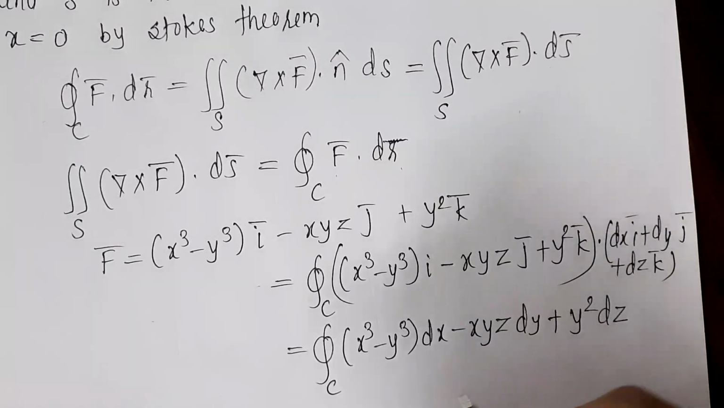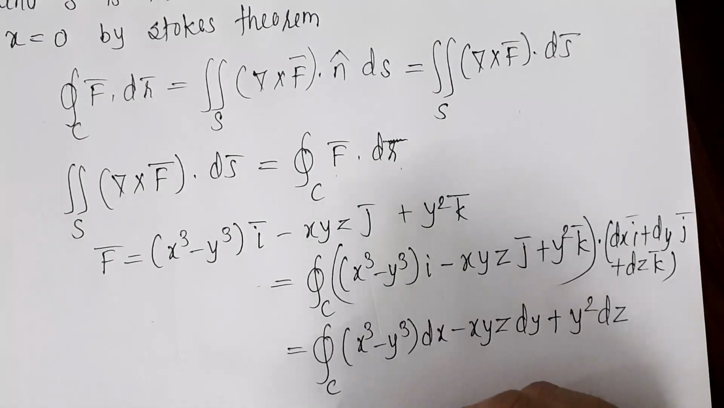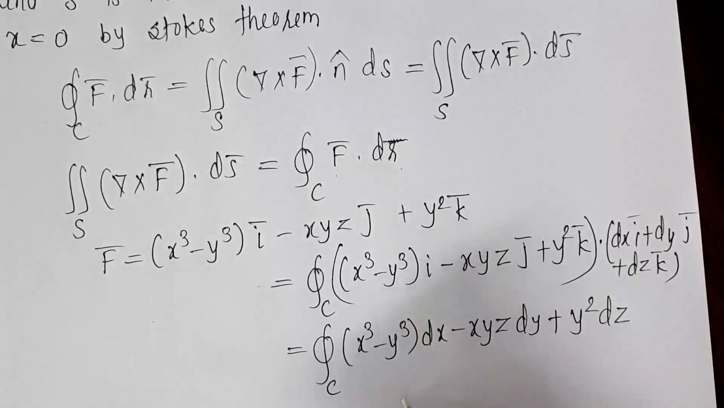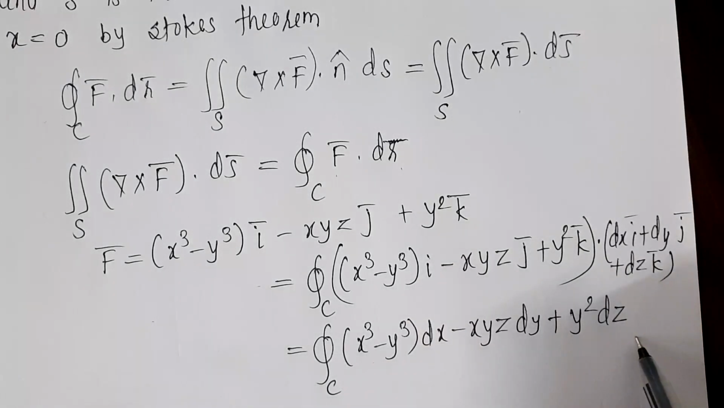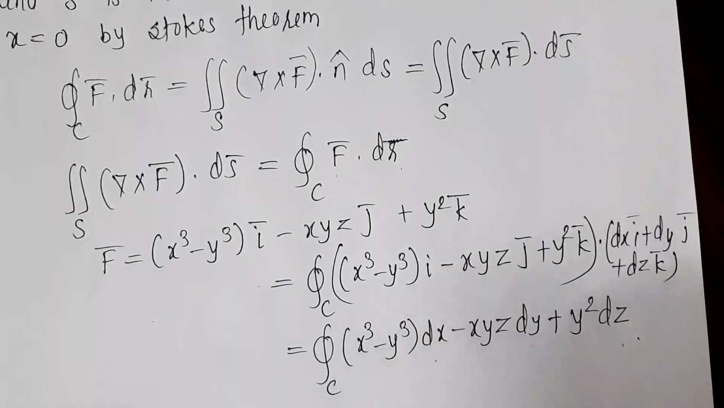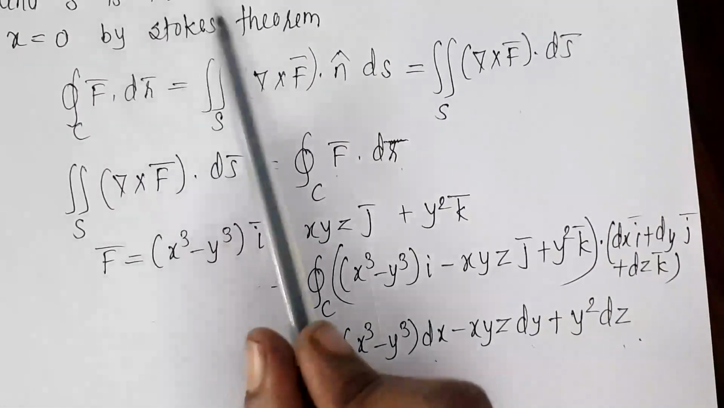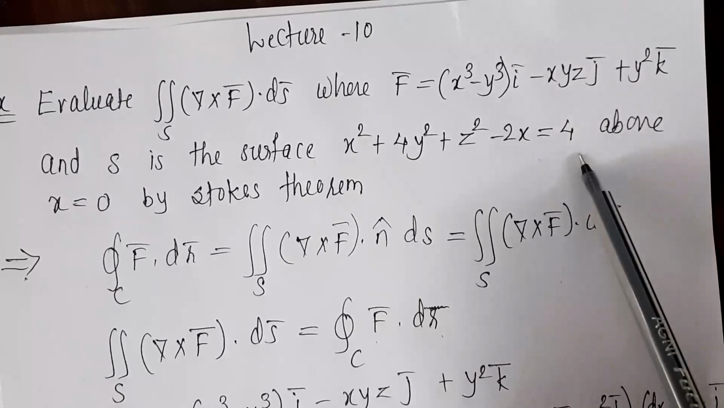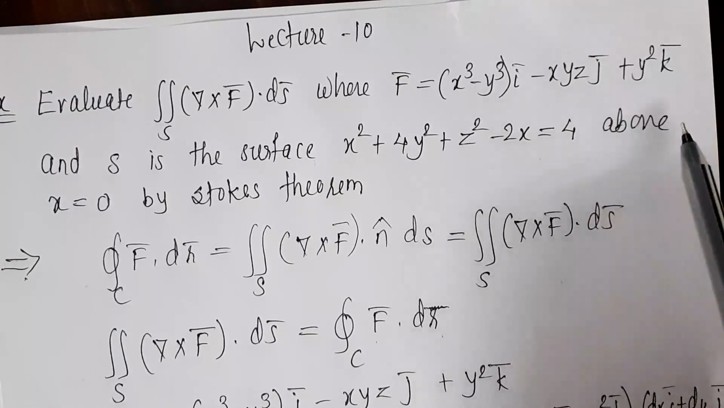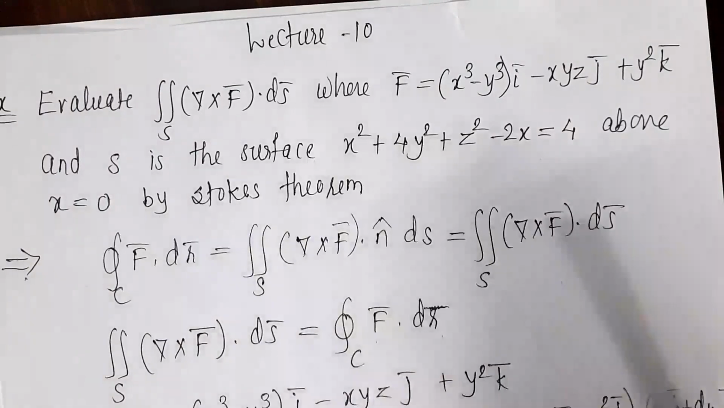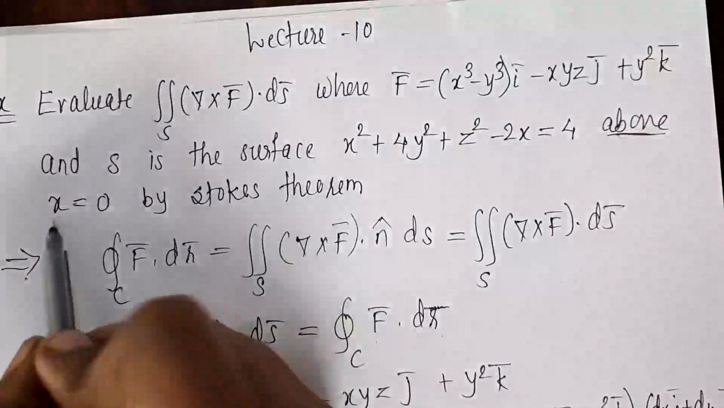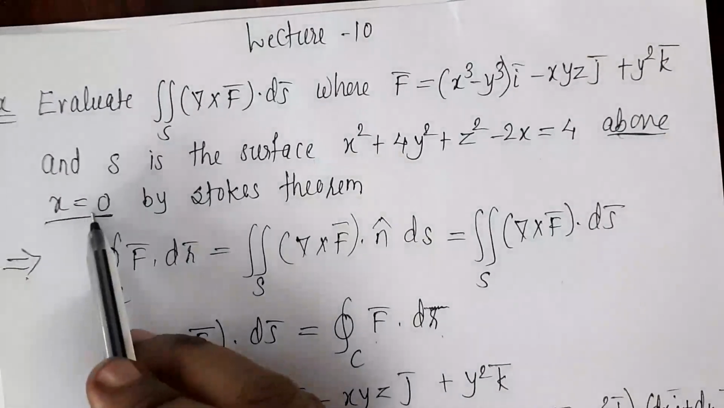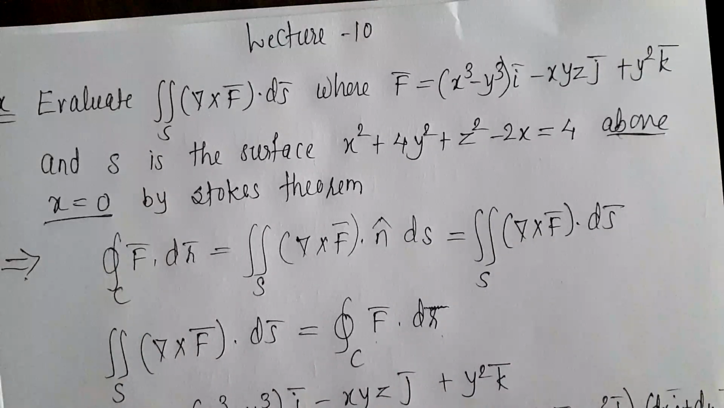Now to get this integral over C, if we get the limits we can find its integration, but before that we want to convert this whole term dx, dy, dz in terms of only one variable. So for that we first see what S is. Surface S is given as x square plus 4y square plus z square minus 2x is equal to 4, above x is equal to 0. This is important here. It is mentioned that above x is equal to 0. So x is equal to 0 means dx is also equal to 0.